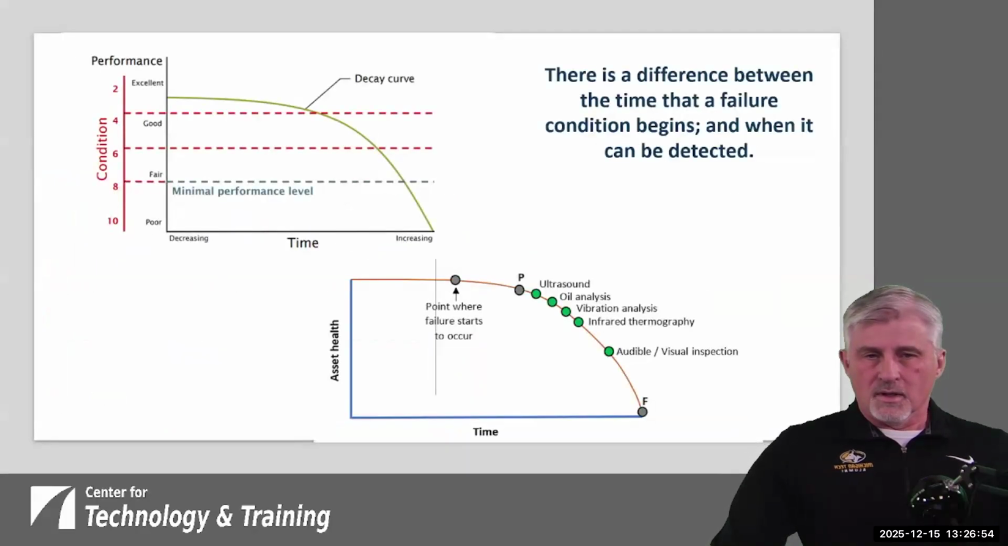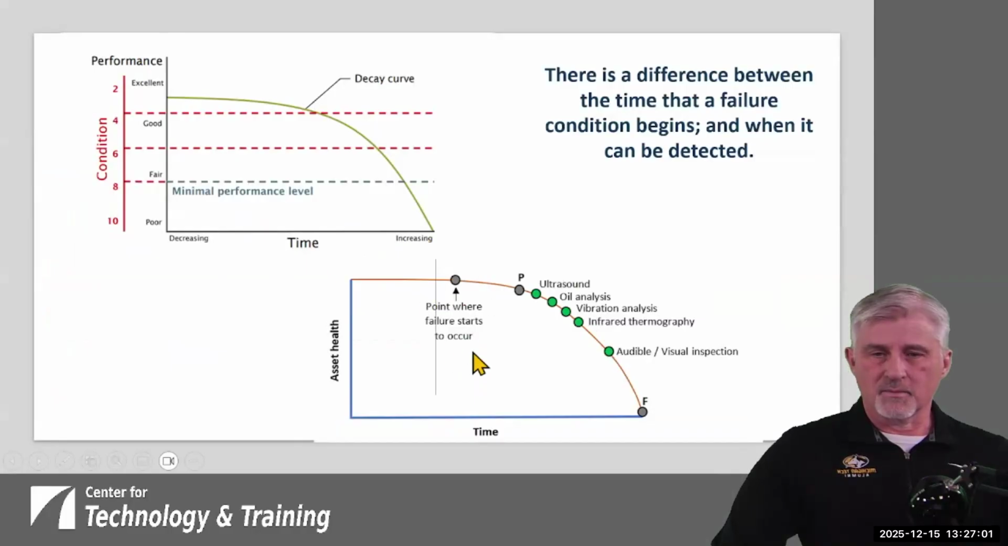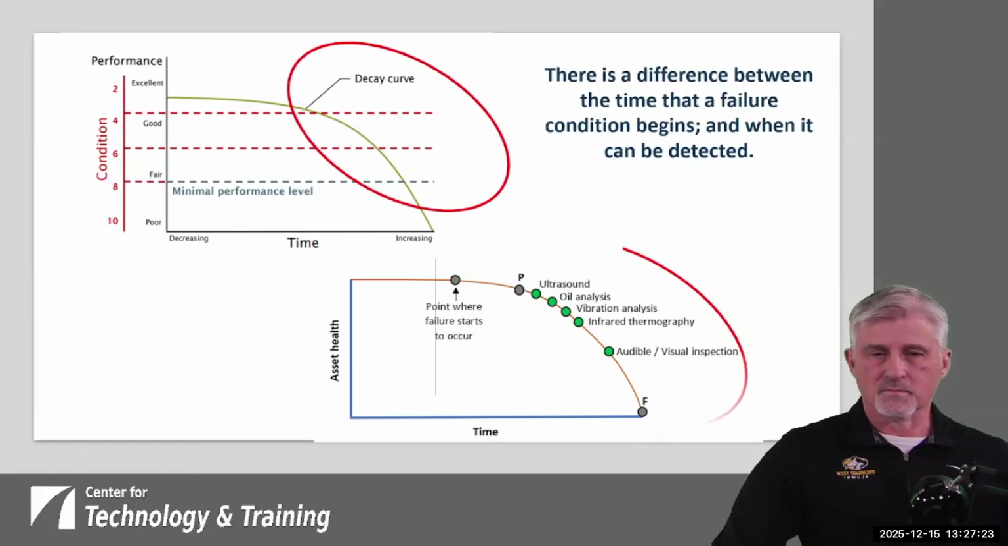So this follows that decay curve. We look at the asset health here, this figure at the bottom. There's a point where the failure starts to occur. And then these are some of the things that, if we're doing them, would let us tell that it's starting to fail. So we look at these different points on these curves.